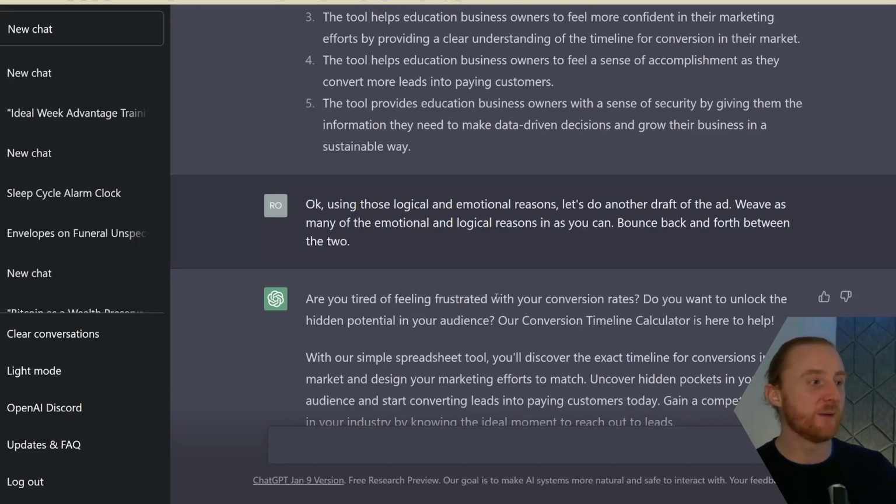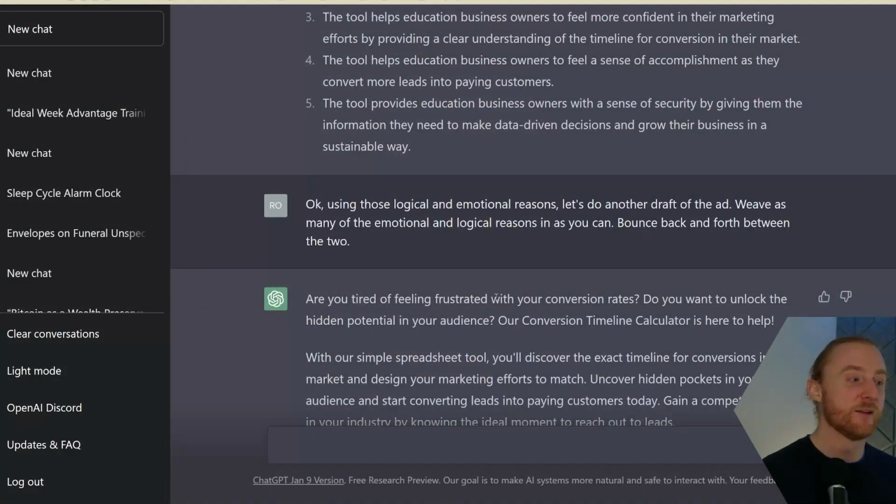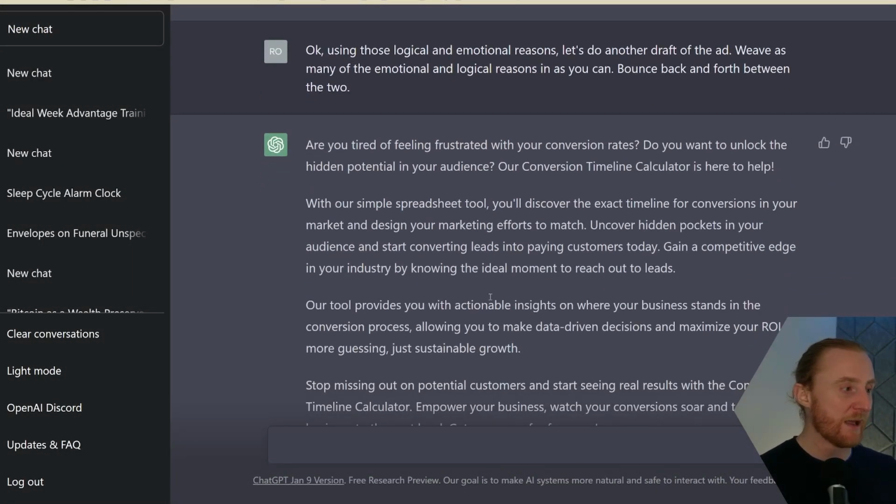Weave in as many of the emotional and logical reasons as you can and bounce back and forth between the two, right? I know when I'm writing copy, that's what I want. Emotional appeal, logical appeal. Emotional appeal, logical appeal. Get them excited, have them feel like it makes sense. That's what you want from your advertising for it to resonate and be good. And this is what it gave me, right? Are you tired? And blah, blah, blah.